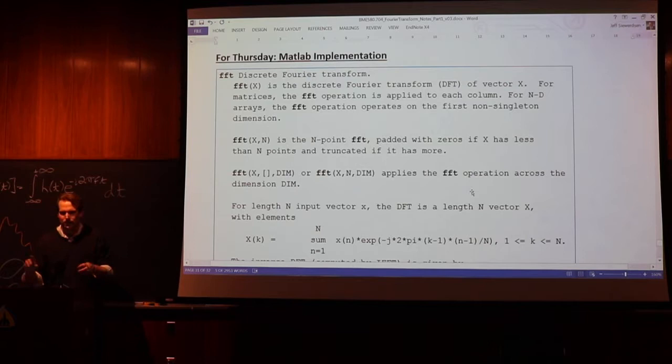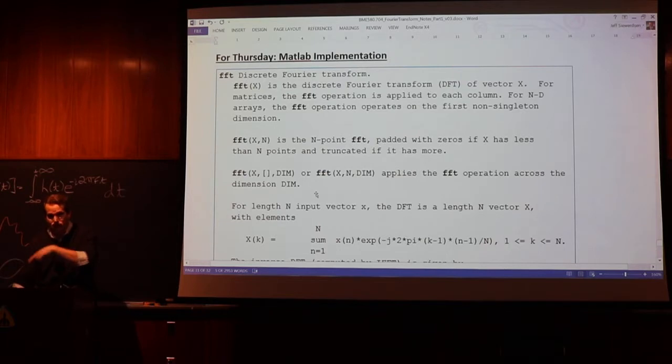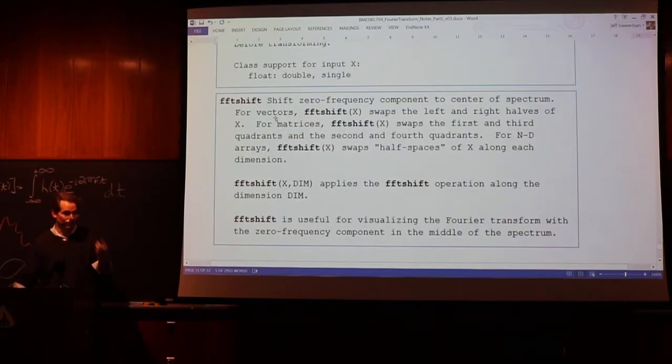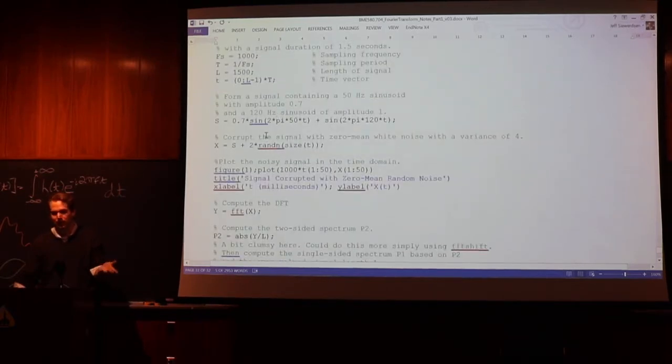Right? To do your homework on Thursday, so to do tonight's homework, you already know what you need to know, and you can do it all in pen and paper, or a lot of it in your head. For Thursday's, you're going to need to write MATLAB code, okay? You're going to need to know the FFT, or more specifically, FFT2, okay? Two-dimensional discrete Fourier transform. You're going to need to know FFT shift, and you're going to need to know simple example code like this.